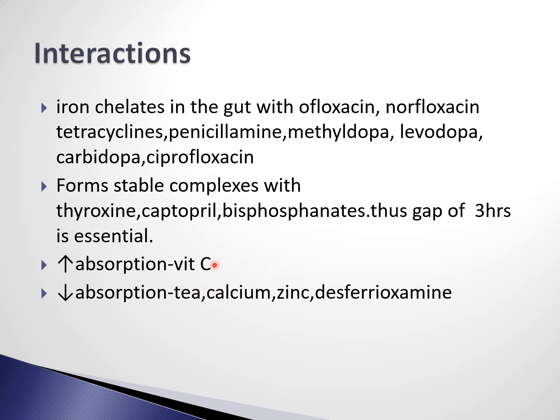Now, vitamin C increases absorption. How does it increase absorption of iron? Because it converts the ferric form into the ferrous form and thereby increases absorption. There are certain factors which are going to reduce the absorption of iron. These are tea, calcium, zinc, as well as desferrioxamine. Desferrioxamine is one of the important drugs that is used in cases of iron toxicity.